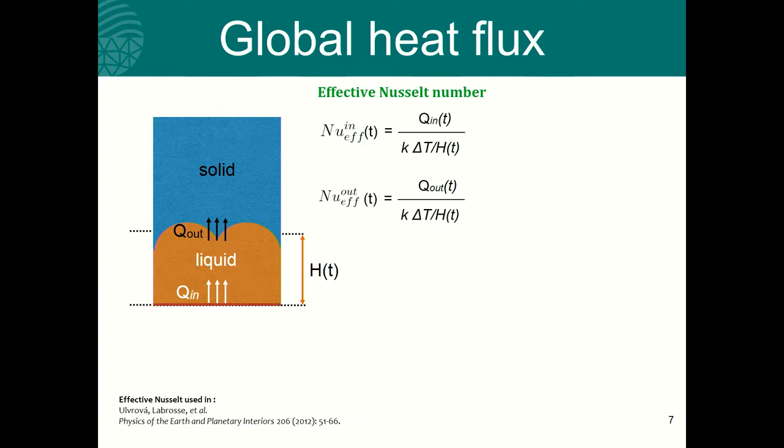A system of melting is governed by heat, either coming inside the system or going out of the system. If it is normalized, it is known as Nusselt number: Nusselt effective in and Nusselt effective out. Writing it in the form of equations, Nusselt in is the gradient of temperature at the bottom, and Nusselt out is the rate of change of the melting front divided by the Stefan number.